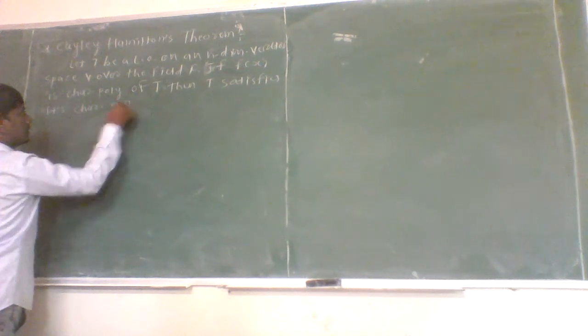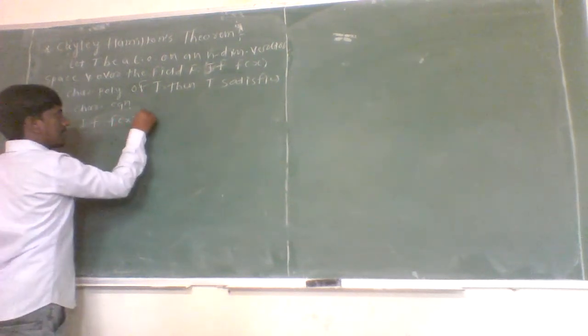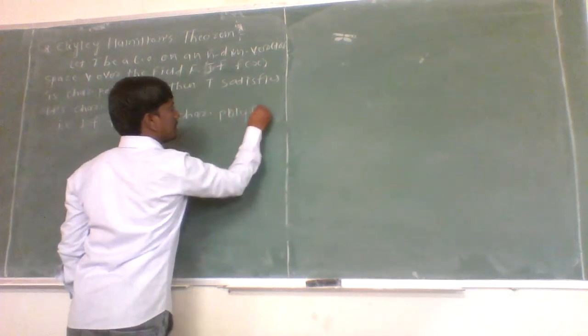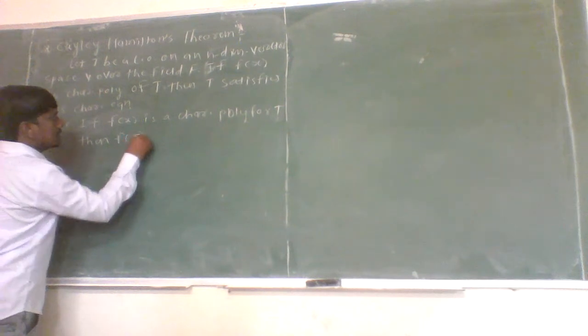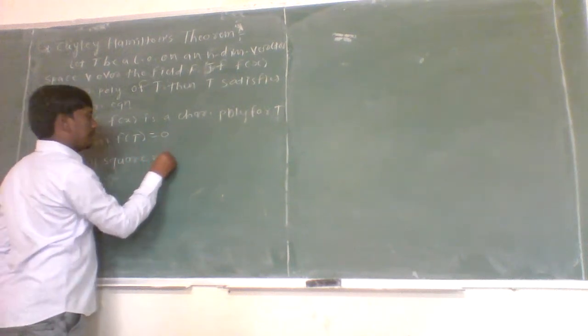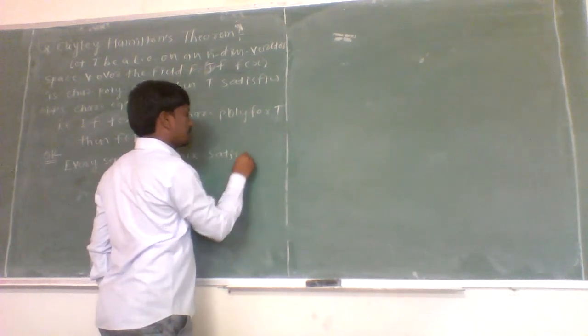Its characteristic equation. That means if f(x) is a characteristic polynomial for linear operator T, then f(T) equals 0. Or, in matrix form, the statement is: every square matrix satisfies its characteristic equation.